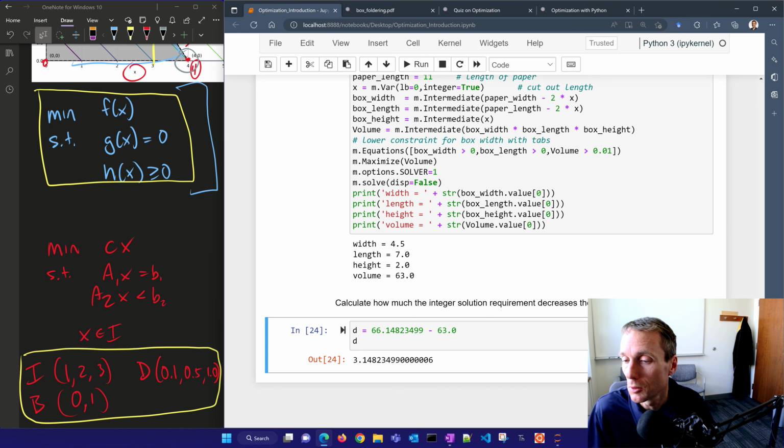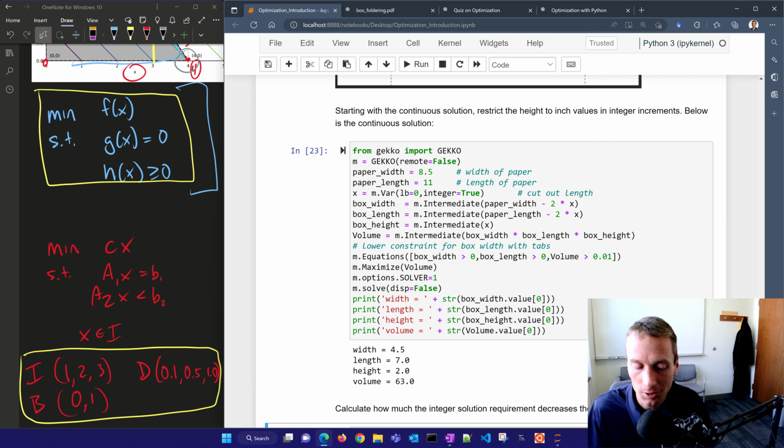Now you'll always see that as you add additional constraints to a problem, if it's non-convex, then this doesn't necessarily hold true, but if it's convex, if there's just one local minimum, then adding additional constraints will keep the objective function the same or make it worse. So it's going to make it just a little bit worse, only by 3 cubic inches though. All right, so here's my solution.